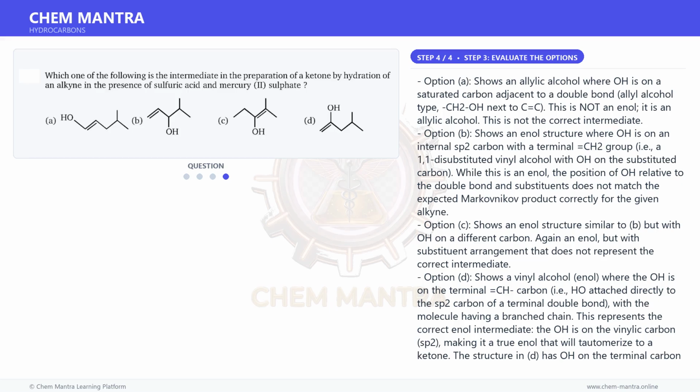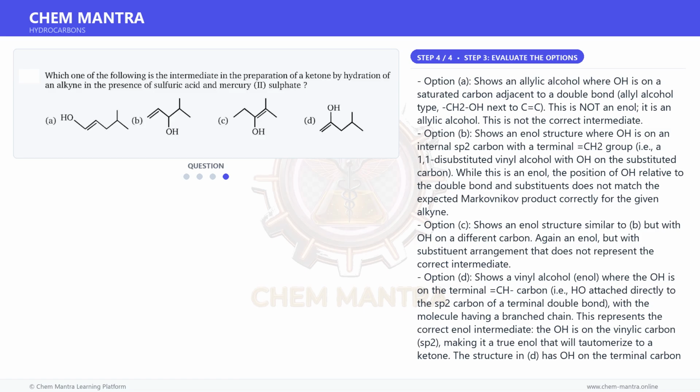Option A shows an allylic alcohol, where OH is on a saturated carbon adjacent to a double bond, allyl alcohol type, CH2OH next to C=C. This is not an enol. It is an allylic alcohol. This is not the correct intermediate.